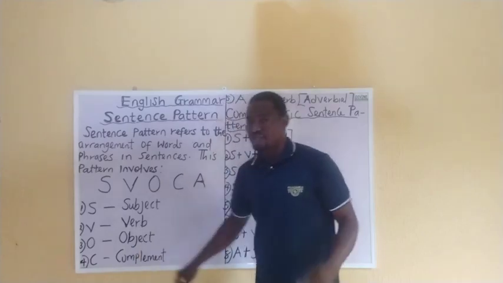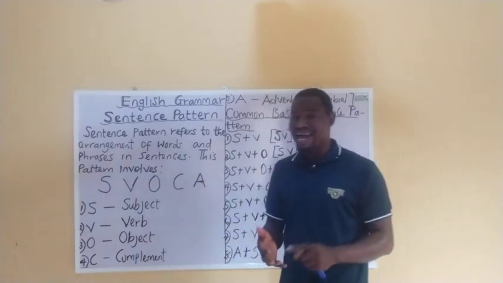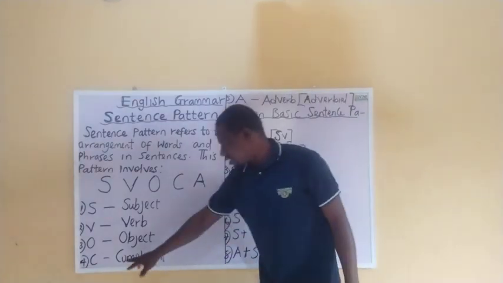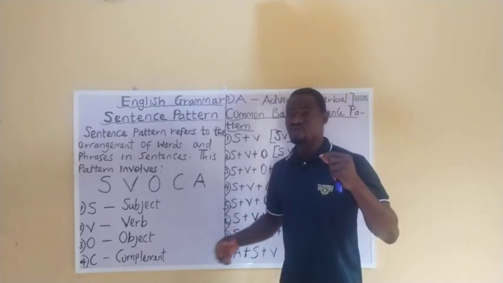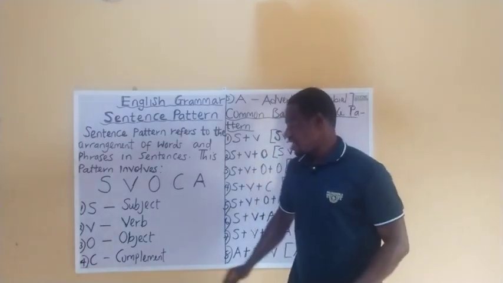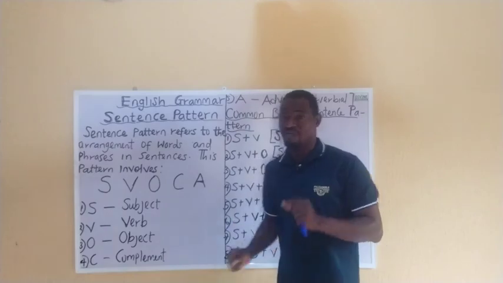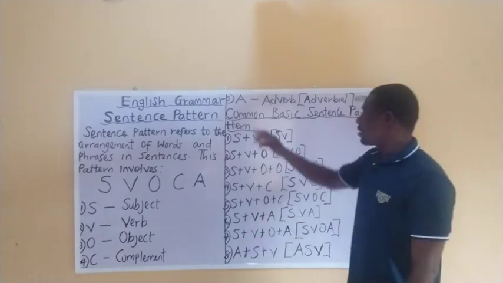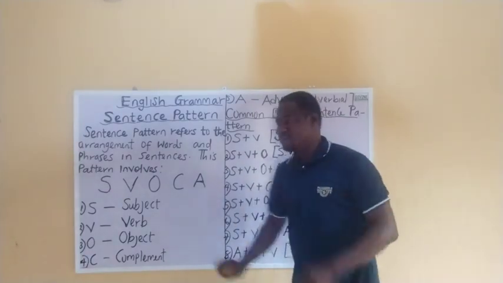O, which stands for object. The object is the receiver of the action carried out by the subject. The object could be either a noun, a pronoun, or a noun phrase. Next is C, which stands for complement. Complement here has to do with the relationship it either has with the subject or the object. If it refers back to the subject, it is called subject complement. But if it refers back to the object, it's called object complement. And the complement could be either a noun or an adjective.